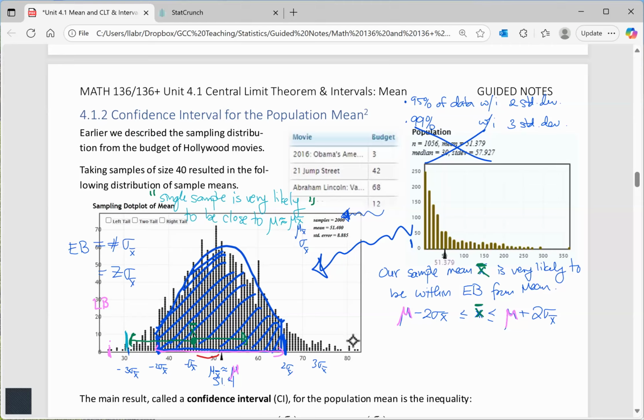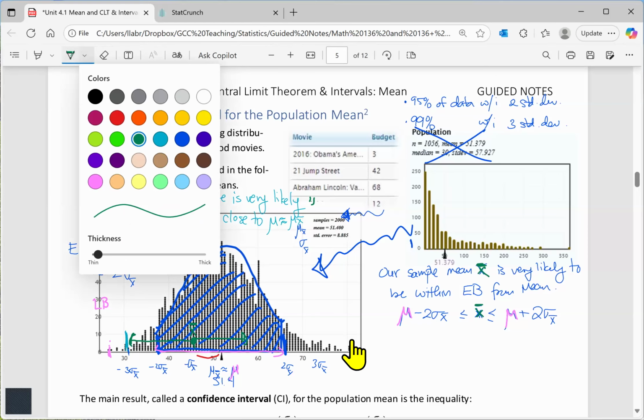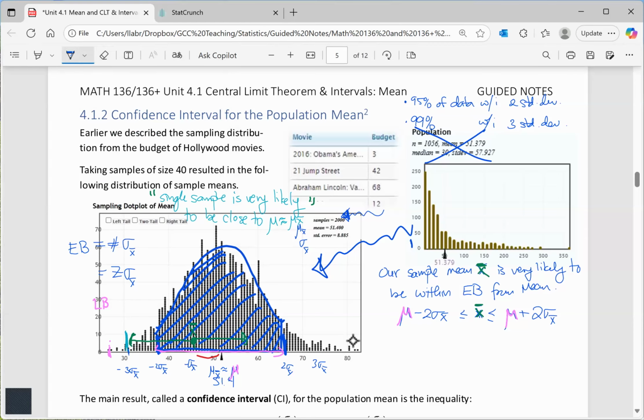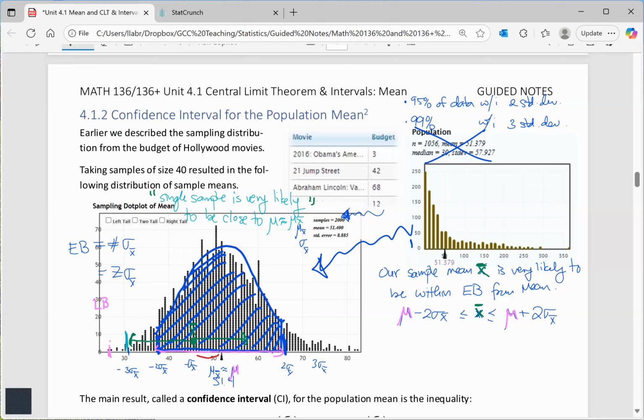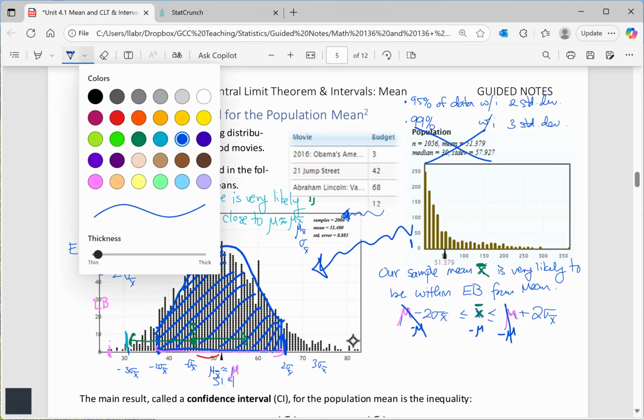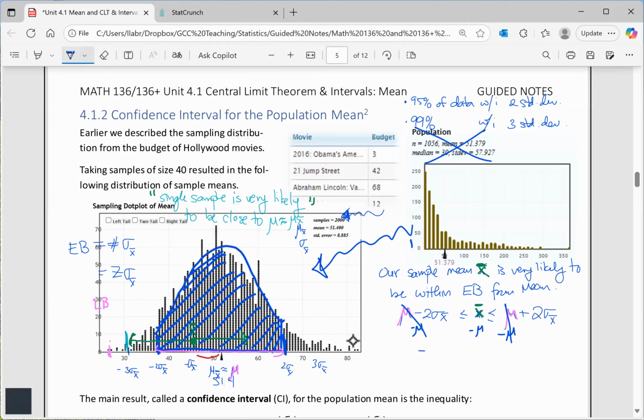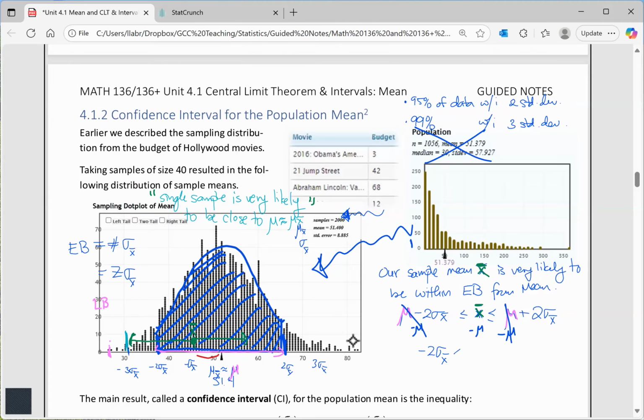And then what I'm going to do is some algebra where I'm going to say, well, I don't really want the sample mean in the middle. So let me go ahead and subtract this. If you remember from algebra, you can subtract from everywhere. It cancels this. And so then that leaves you with -2 sigma of X bar is less than or equal to X bar minus mu less than or equal to 2 sigma of X bar.